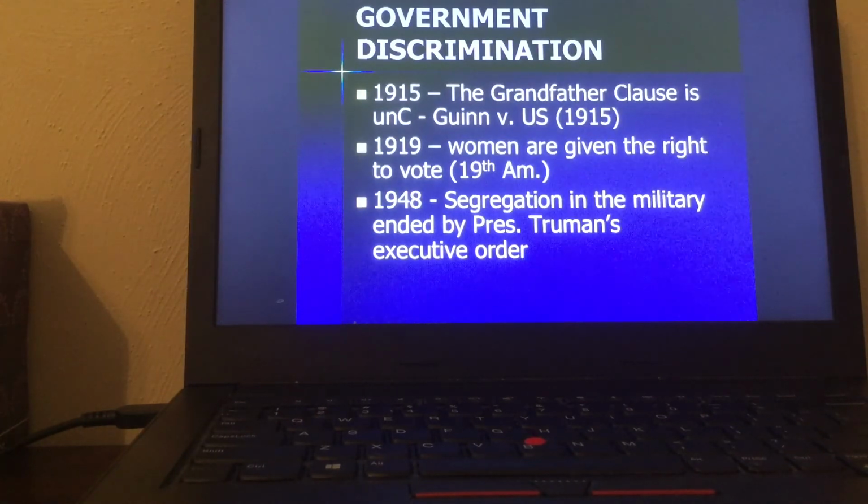In 1919, we added the 19th Amendment to the Constitution, easy to remember, 1919, that said you can't take away somebody's right to vote based on their gender. And so basically what that meant is women now had the right to vote. A few states had given women the right to vote, but it wasn't a nationwide thing. After that amendment in 1919, it was. So women got the right to vote in 1919.